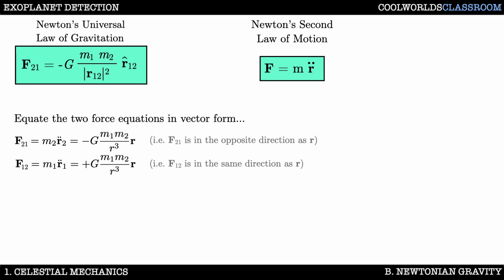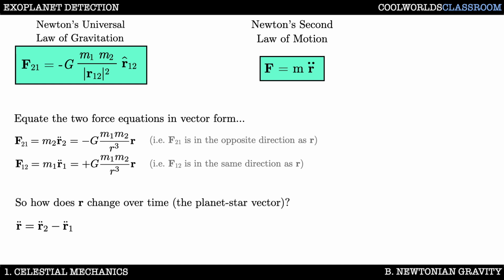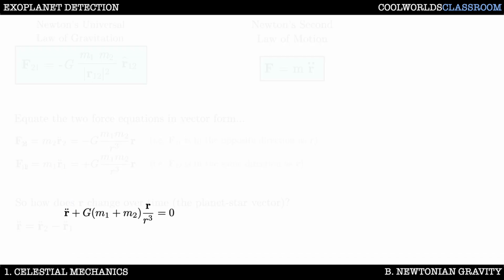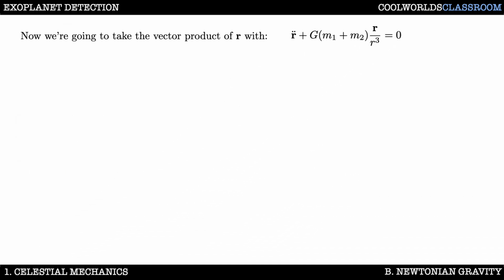Now let's get into what we really want, which is how the r vector changes over time. Using these results, we can write the following differential equation. Okay, let's take this equation over to a clean slide and take a vector product of r with it.